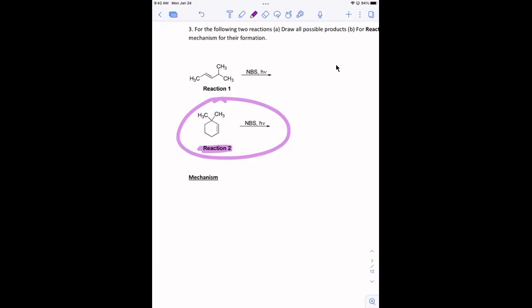All right, you should have gotten an invitation to a room. Go ahead and join and take this problem and go through the mechanism. You don't have to show the initiation step. That's okay. But you need to do the propagation and the termination steps. And we'll come back at 9:50.